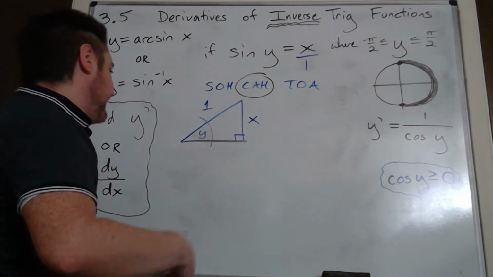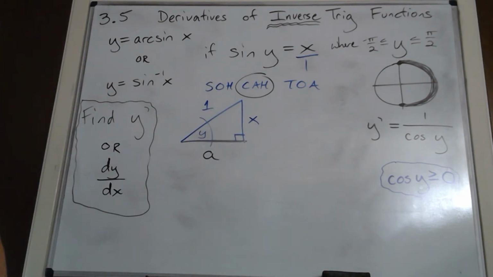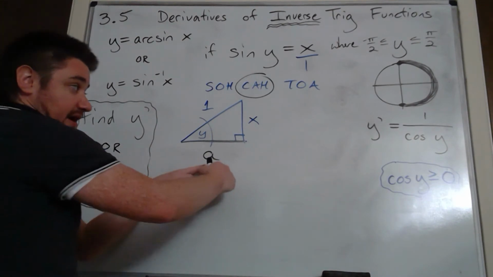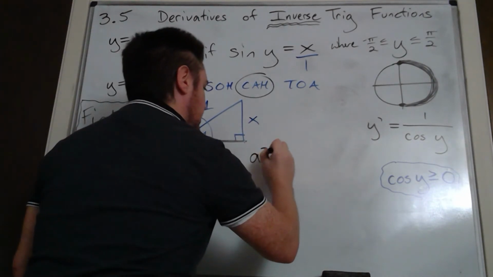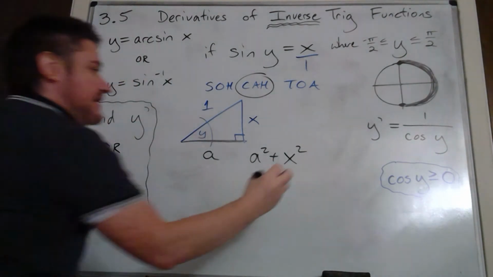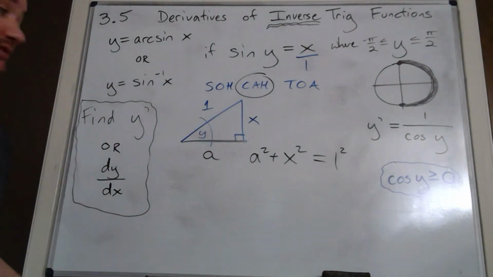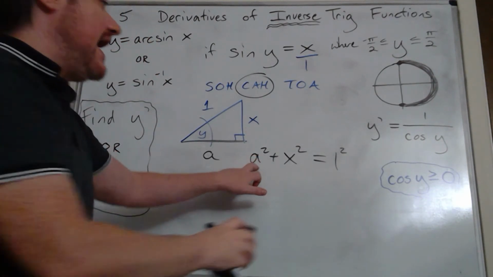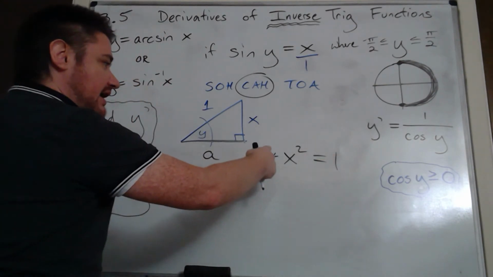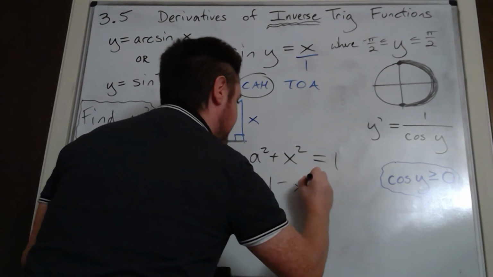So let me call it a for adjacent. I could call that whatever I want. So I need to solve for a. The Pythagorean theorem says a squared, which I called it a, plus b squared, that side length squared, so x squared, equals 1 squared, and 1 squared is just 1. So let's solve this for a. Subtract x squared, so I get a squared is 1 minus x squared.